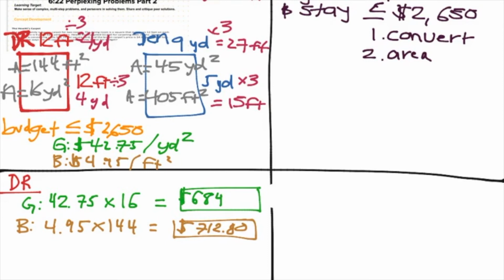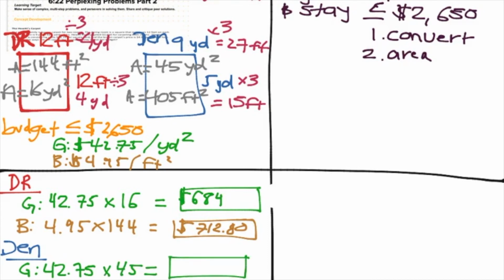Now let's think through the den. If we're thinking through the den now, we're doing the same thing. So we have two options here. If we're using the green carpet, again, the green carpet is $42.75 per yard. Well, how many yards is it? 45 yards. Okay, so that's going to give me how much it costs for the den to be the green carpet. Then I'm going to find out how much for the den to be the brown carpet. It's going to be $4.95 per foot times 405. Okay, now pause the video again, do that math, and see what you come up with.